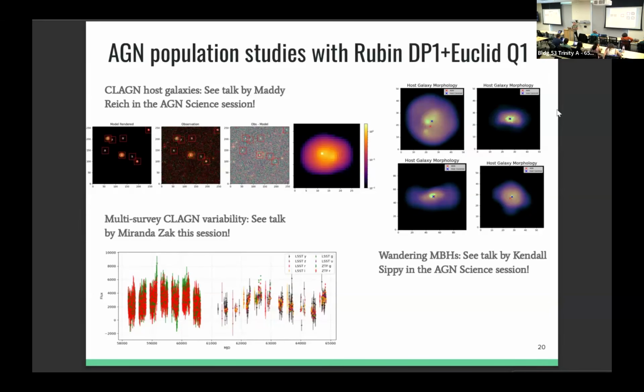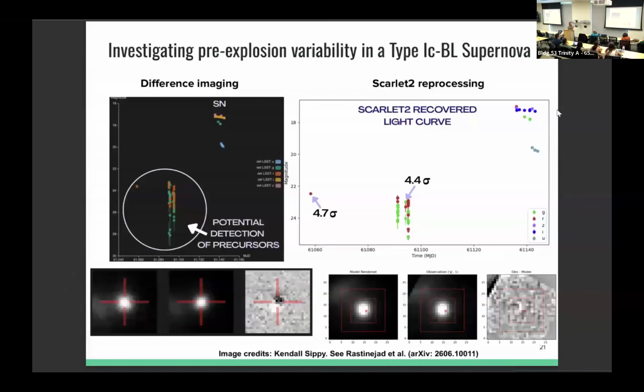And we also want to be able to use this approach to make multi-survey light curves. So for example, Miranda will talk later today about our plans for looking at changing-look AGN with this approach. But I also wanted to point out some other cases where this has been really powerful for early science. So this is a supernova, which is published in the paper cited at the bottom.